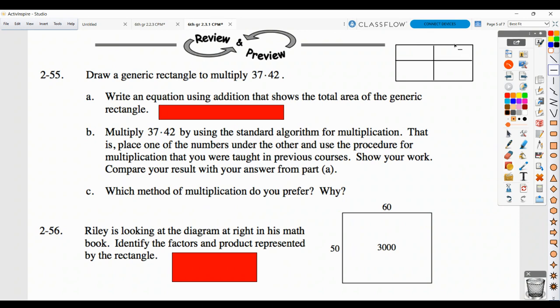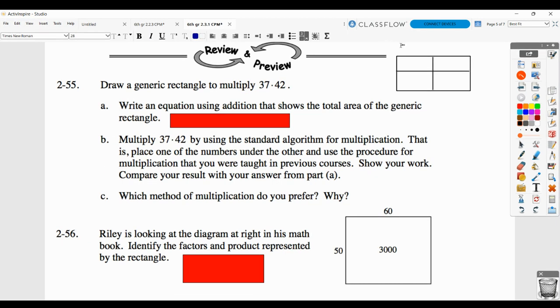And if you want to put the 30 plus 7 on the top, 40 plus 2 on the side, or vice versa, either way is fine. Then you're going to need to make sure that you have the sections filled in. So what is 30 times 40? 1200 or 1200. Both are the same.